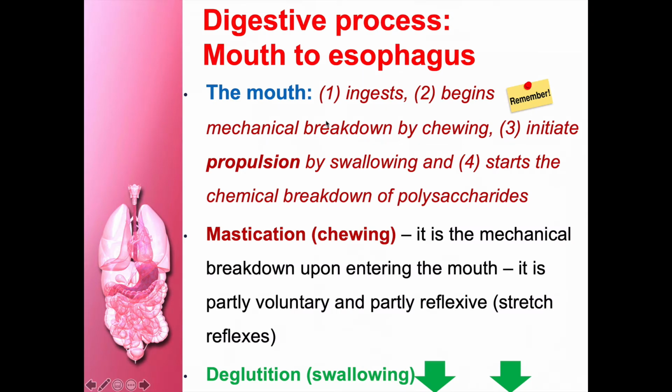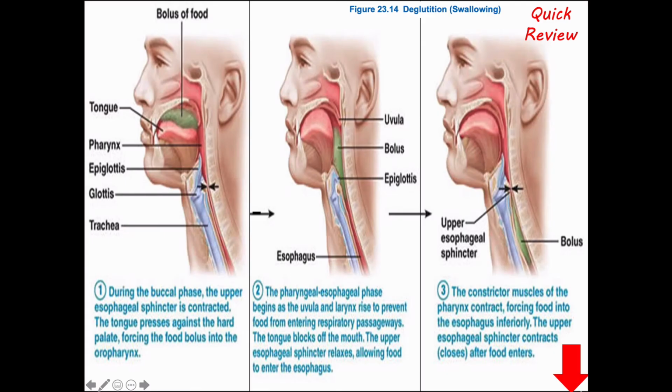If you look at the digestive process from mouth to esophagus, the mouth will ingest the food and begin mechanical breakdown, that is, teeth are breaking the food into small pieces. The food is broken down 25% in the mouth, and the remaining 75% is broken down in the stomach, where chemical breakdown starts. Mastication means the chewing process. Deglutition means the swallowing process.